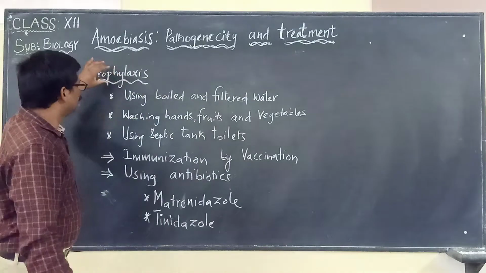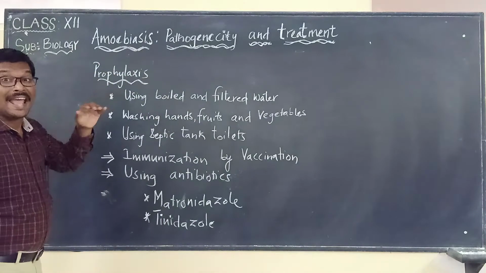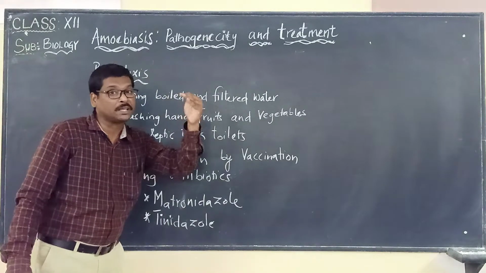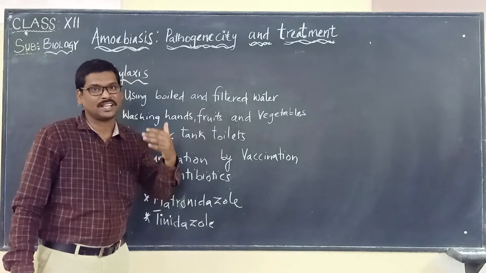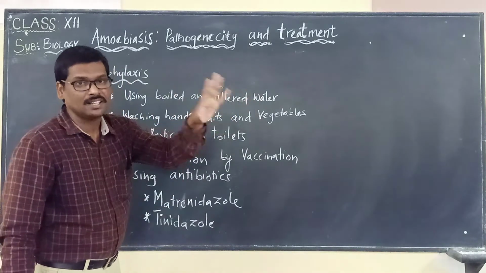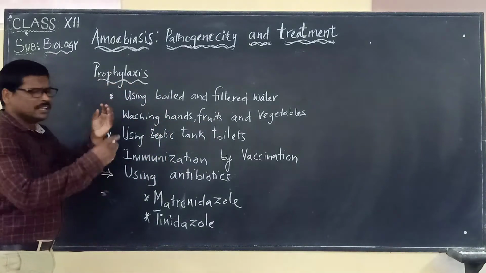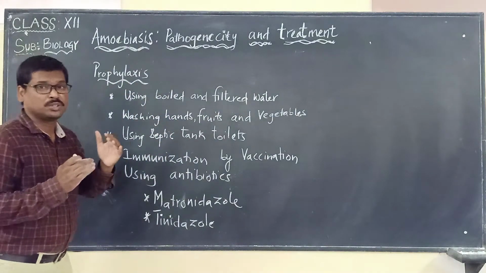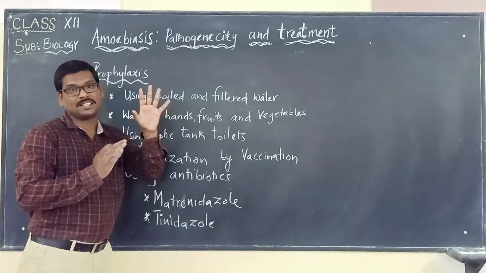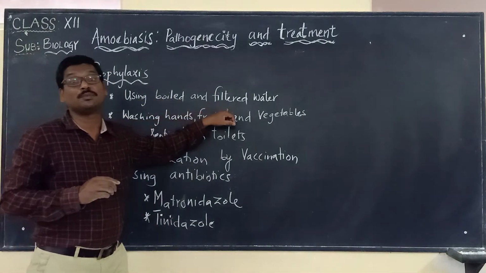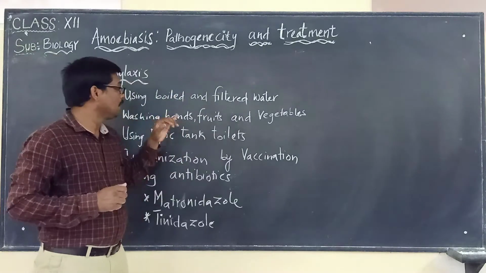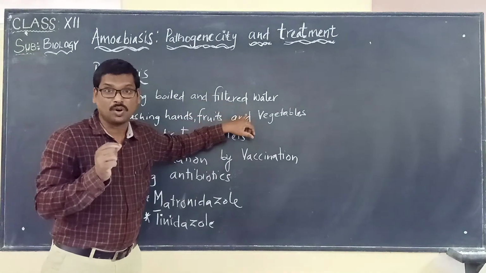Or otherwise, we can say that prophylaxis is an action that is taken to prevent that particular disease. Prophylaxis means action or treatment that is taken to prevent that particular disease. So here, the basic thing that we should follow to prevent this disease called amoebiasis is using boiled and filtered water for drinking.